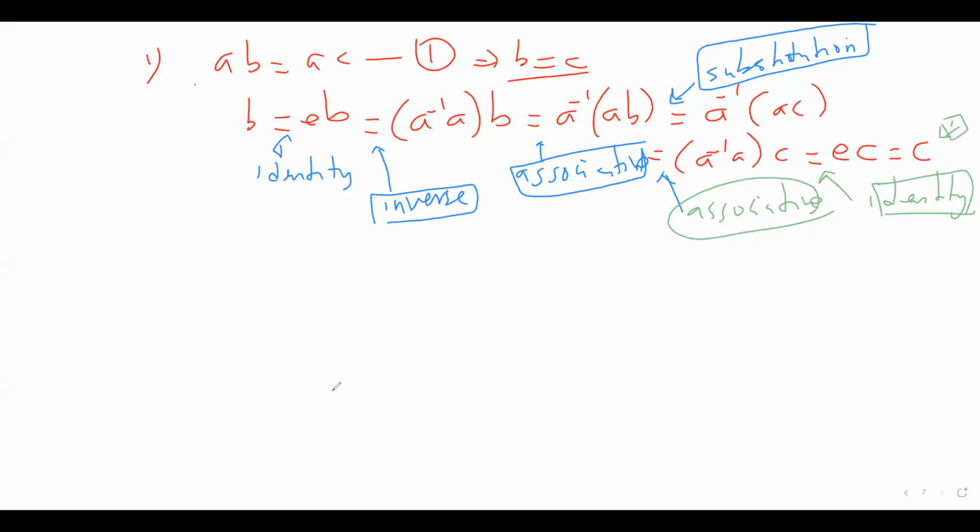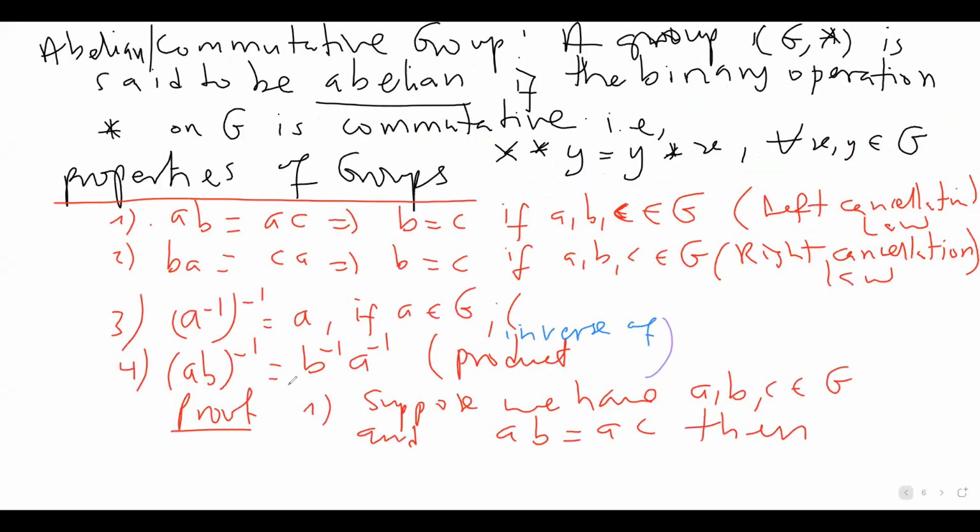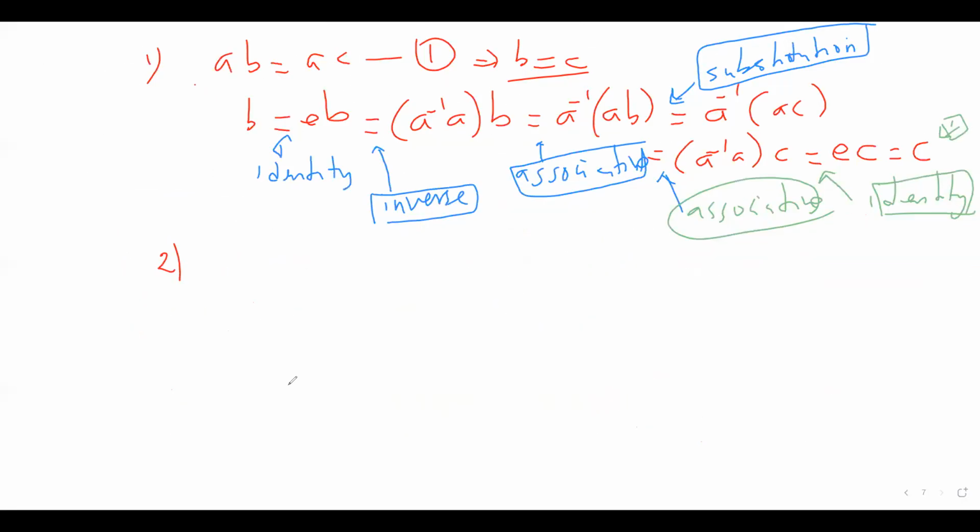All right, then the second one says that BA is equal to CA implies that B is equal to C. Of course, I'm not going to do that one because it's very, very straightforward. You just have to look at how I did the other one. But I'll rather do the third one. Of course, it's also not that complicated, but let's do the third one.